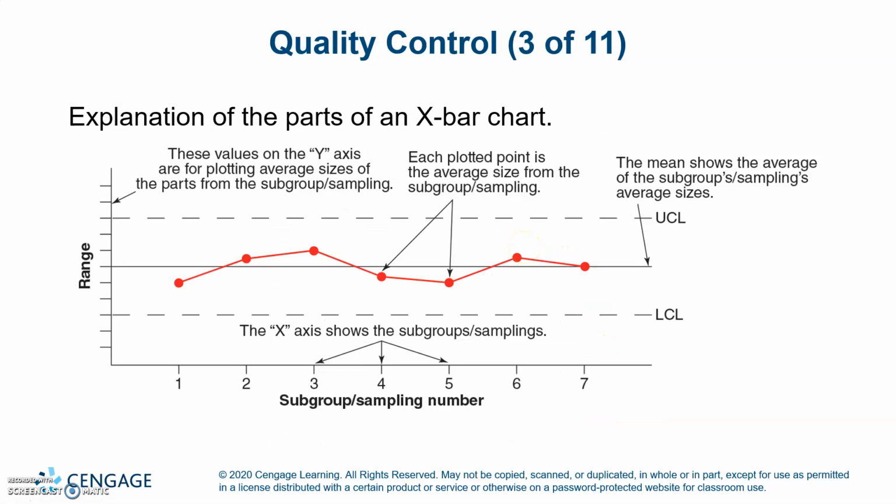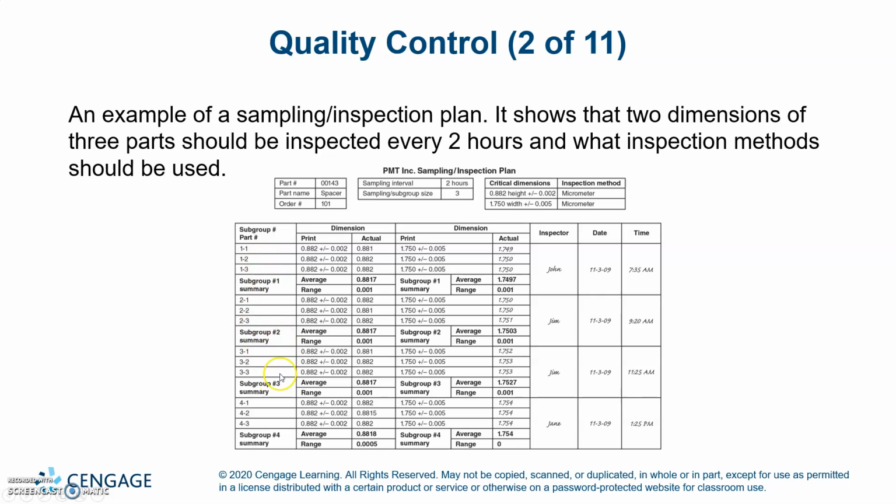Explanation of the parts of the X-bar chart. First you get your range. The values on the Y-axis are for plotting average sizes of the parts from the subgroup sampling. Each plotted point is the average size from the subgroup sampling, and this line here, the mean, shows the average of the subgroup sampling average sizes. So if it's staying in the center of the upper control limit and the lower control limit, then you know you're good. The X-axis shows the subgroup samplings, so subgroup 1, 2, 3.